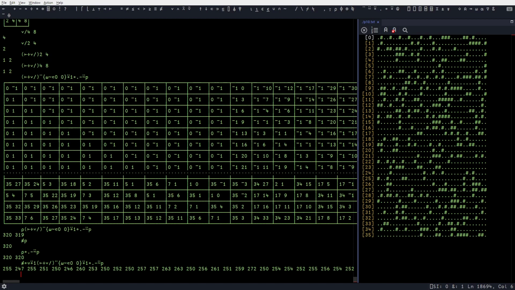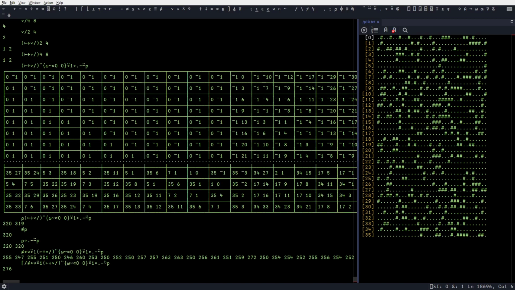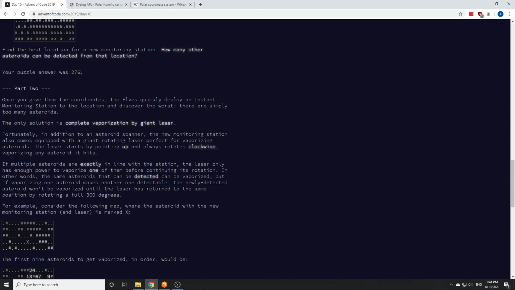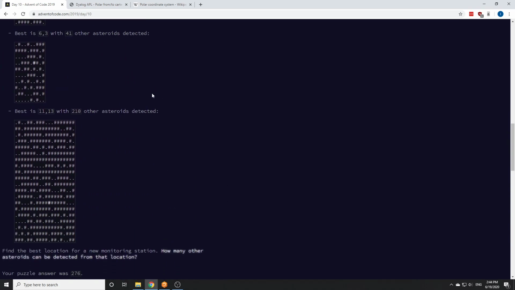And this vector will tell us how many unique asteroids for each row we can see. And if we want the maximum number of asteroids that we can see from any point, we just take the maximum of this list, and that gives us 276. That is indeed the answer.